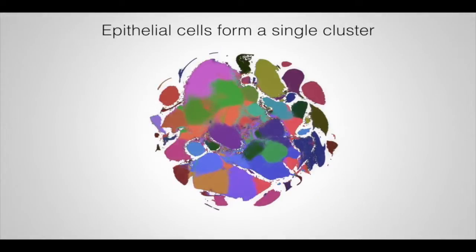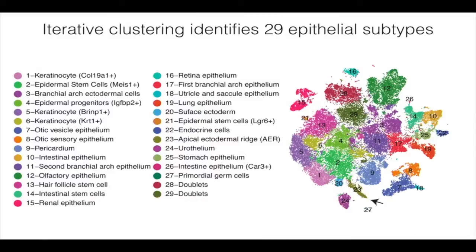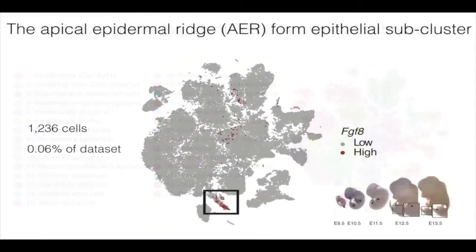So we can pull out one of these clusters, which corresponds to epithelial cells. We can recluster those cells, and sure enough, this little nubbin down there has a lot of cells that express a specific marker, FGF8, for the apical ectodermal ridge. And so there's only about 1,200 cells, which is a small fraction of our data set of 2 million, but that's about what you would, on the order of magnitude of what you would expect. So is this really the AER?